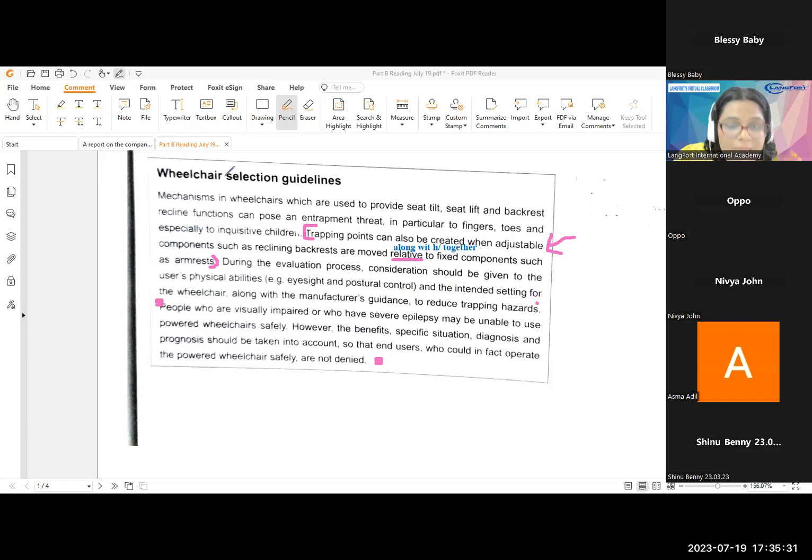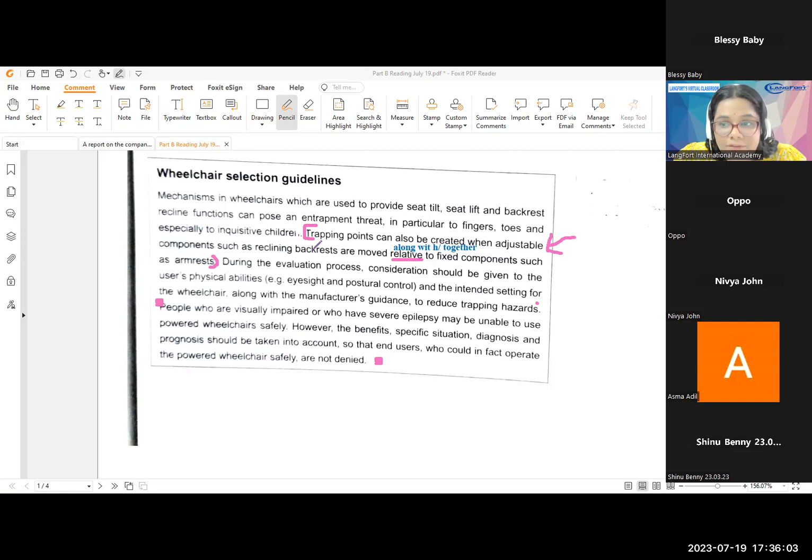Also, people who are visually impaired or who have a severe case of epilepsy may be unable to use the wheelchair safely. Even though that is the case, to ensure that we don't deny wheelchairs to people who can use them safely, you need to take into consideration the benefits of that wheelchair for them, their situation, their diagnosis, and their prognosis. So people who are able to use it safely are not denied that opportunity.